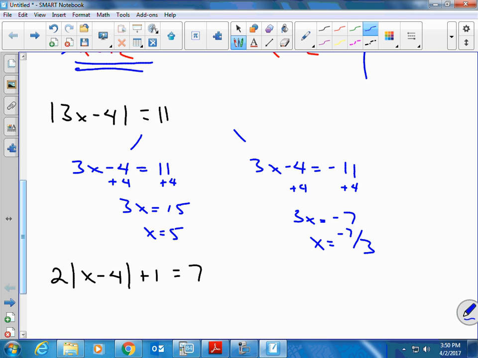When you are done solving an absolute value, you will get 2 expressions, except for one instance, and that's if your expression is set equal to 0, which I'll do one here in a second. All right.